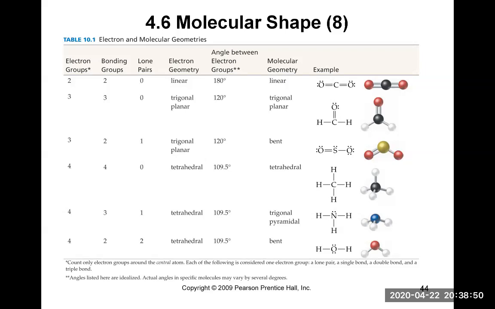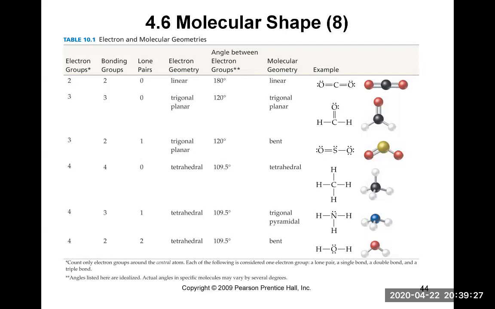So the way you want to read this table, you need to look at the number of electron groups that you count around the central atom. See the little asterisk here that says count only electron groups around the central atom. Each of the following is considered one electron group: a lone pair, a single bond, a double bond, and a triple bond. It doesn't matter that these are double or triple bonds, they count as one electron group.